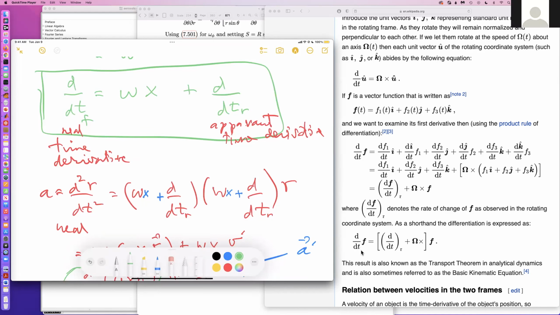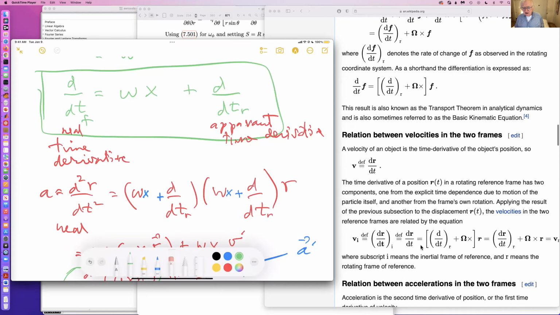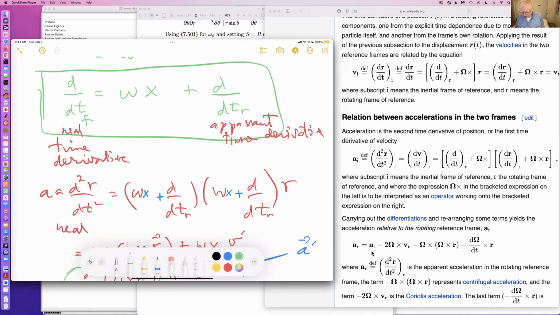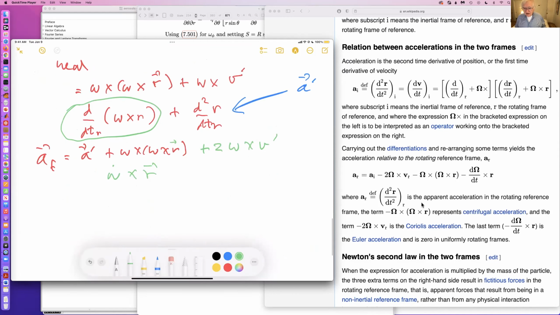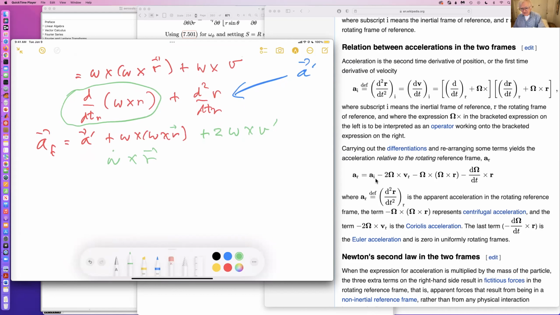So d/dt fixed is d/dt rotating plus omega cross something. So f is something in both cases. And now if we get down to acceleration, they wrote this thing backwards from the way I wrote it. So AI is my A fixed. So A fixed then is A rotating, which is my A prime. And then we have two omega cross V prime plus omega cross omega cross R plus omega dot cross R. So this is the thing that I've derived here.